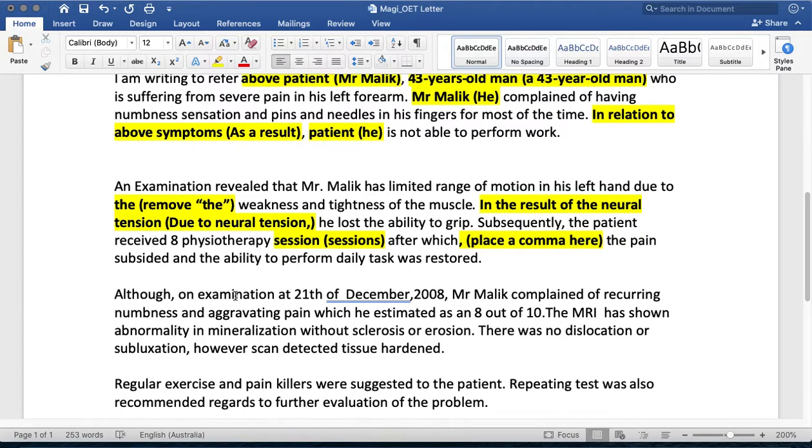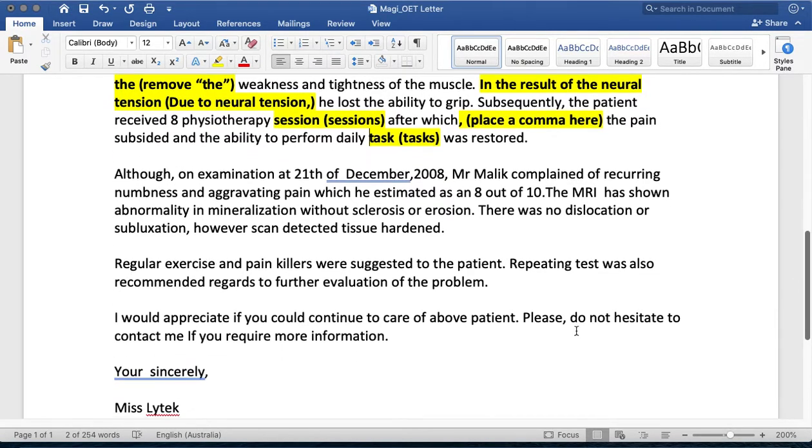So after which the pain subsided and the ability to perform daily task was restored. Okay, it's not only one task, it's going to be a plural noun. So we got to use daily tasks. Okay, sorry, daily tasks. That's what we got to write. Yep, that's what we have to do. All right, so in this paragraph she has committed several mistakes. Anyway, let's move on to the next one.